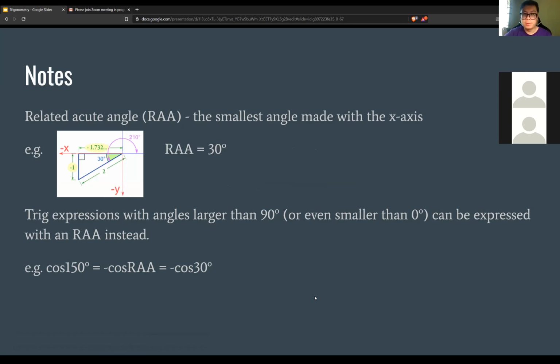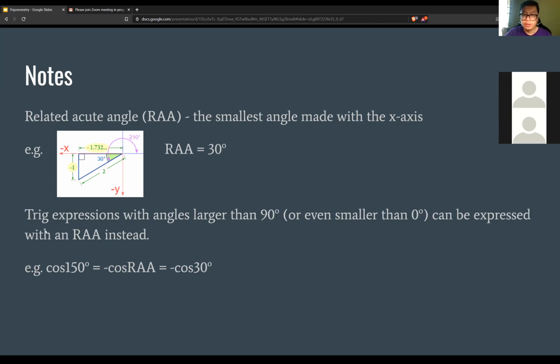Okay, we're going to have this new term called the related acute angle. In short, we'll just call it the RAA. This related acute angle is the smallest angle made with the x-axis. It can be the positive x-axis, or it can be the negative x-axis. We're just looking at the smallest angle that it makes. So for example, from this diagram from 2 slides ago, we see that the related acute angle is 30 degrees. It's not 210 degrees, that would be too big. We're just looking at the 30-degree angle. That's the related acute angle that we want.